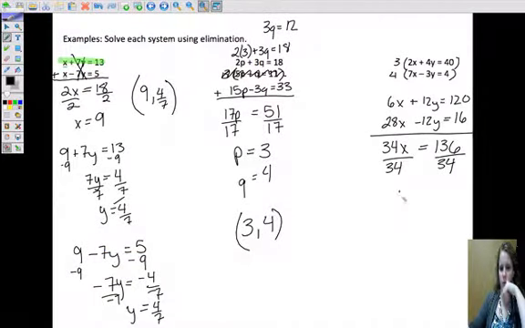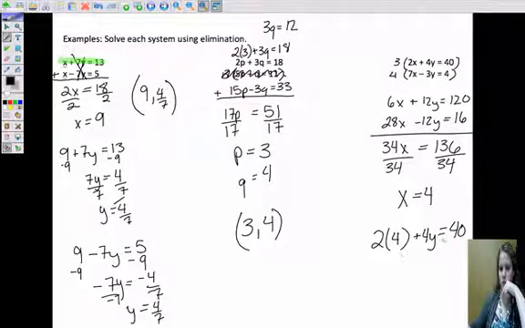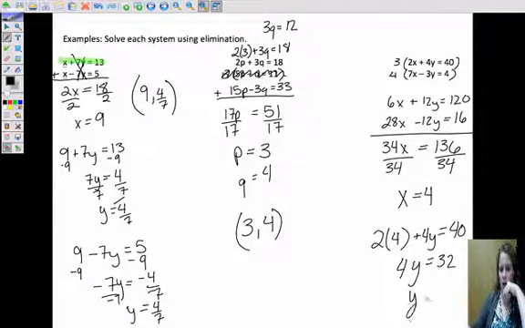x equals 4. And then go back up to the original. Let's use the top equation: 2 times 4 plus 4y is going to equal 40. So 8 plus 4y, so 4y, if we minus 8 from both sides, is going to equal 32. And then y will equal, that'd be 16, so 8. So our point would be (4, 8).